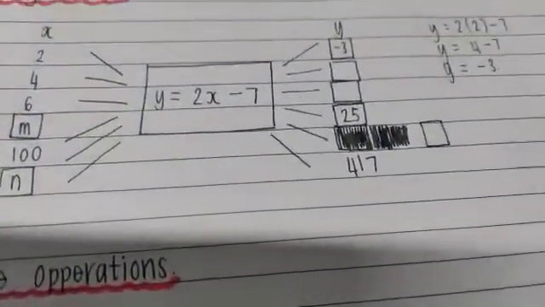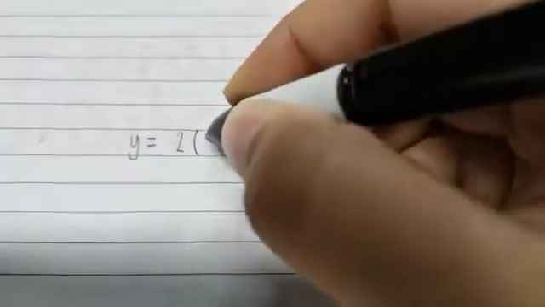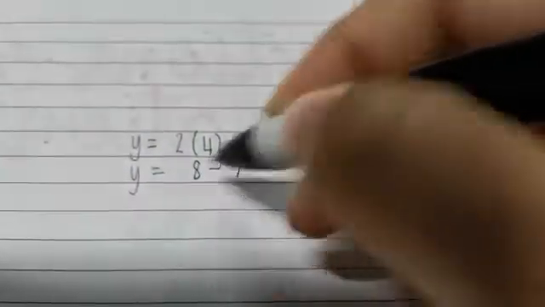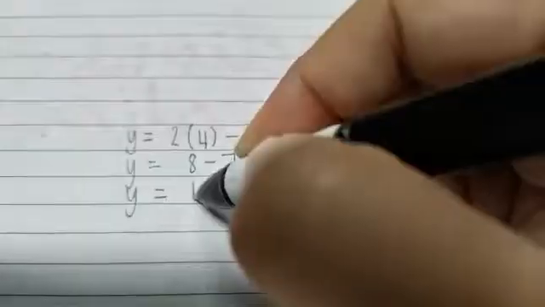It would be, let's write on a separate page, y is equal to, from here I have 2x minus 7 and the independent variable is 4. So y is equal to 2 multiplied by the independent variable minus 7. Y is equal to 8 minus 7. Y is equal to 1. And we're going to fill that in on that side.